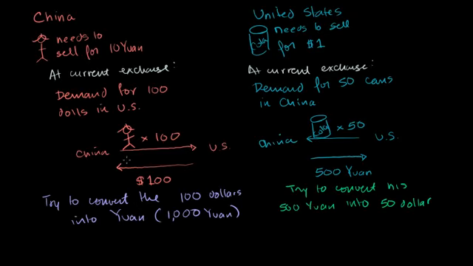Well, clearly this guy is shipping more value to the US than this guy is shipping to China. There is a trade imbalance. If you think of it in terms of dollars, this guy is shipping $100 worth of goods to the US. This guy is only shipping $50 worth of goods to China. So there's a net trade imbalance of $50. China's shipping $50 more to the US than the other way around. If you think about it in won, it would be a trade imbalance of 500 won.